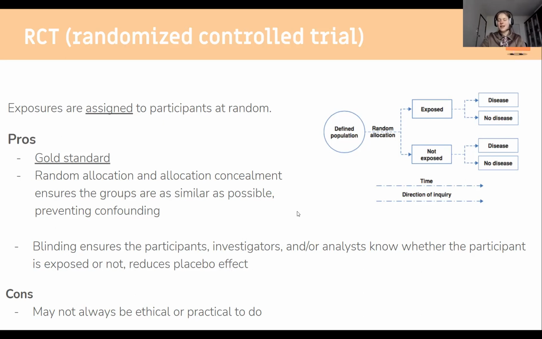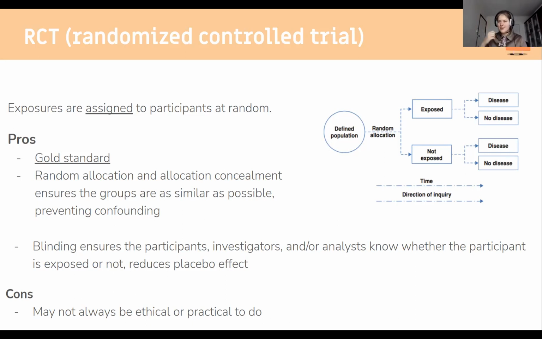So RCT is like your standard science experiment in high school. You have a population, you have half of them exposed, half of them not exposed. But unlike in a cohort, you have to purposely expose them, if that makes sense. Because in a controlled experiment, you're the one that decides who's exposed and who's not exposed. And then you see who develops the disease.